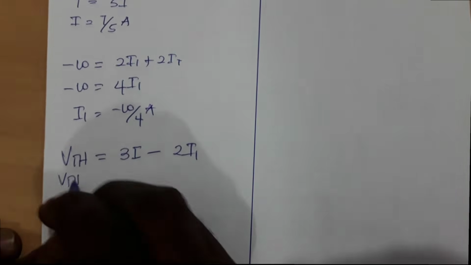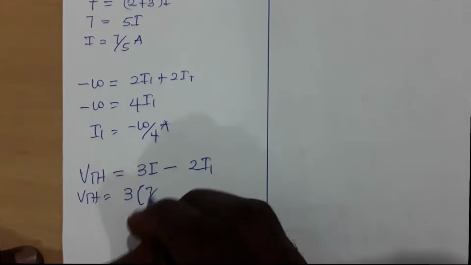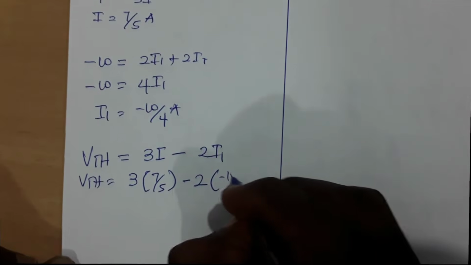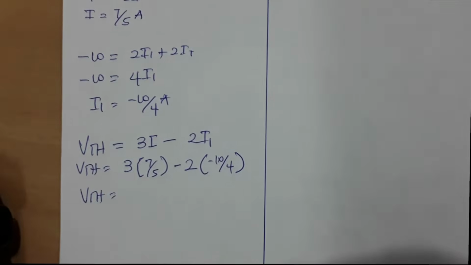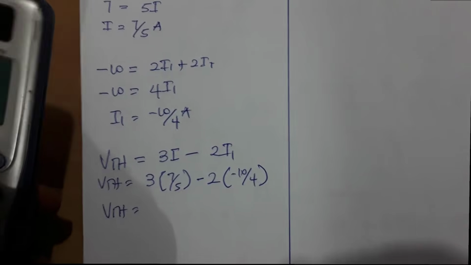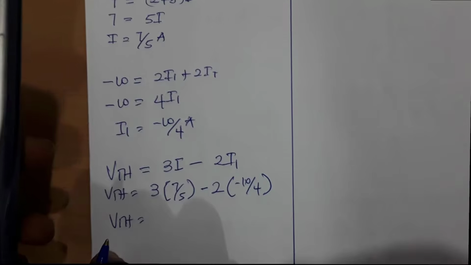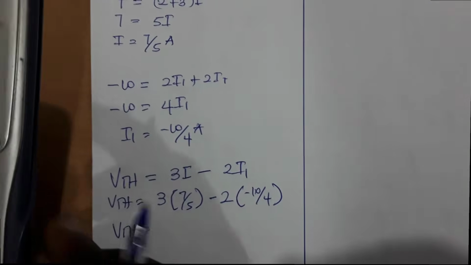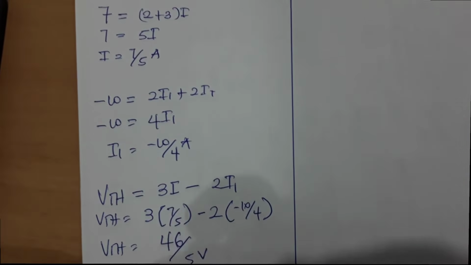So we can find VTH since we know I and I1. So it will be 3I. We had 7 over 5, and I1 we had minus 10 over 4. So VTH will be equal to 3 times 7 over 5 minus 2 times bracket minus 10 over 4. So our VTH will be 46 over 5 volts.